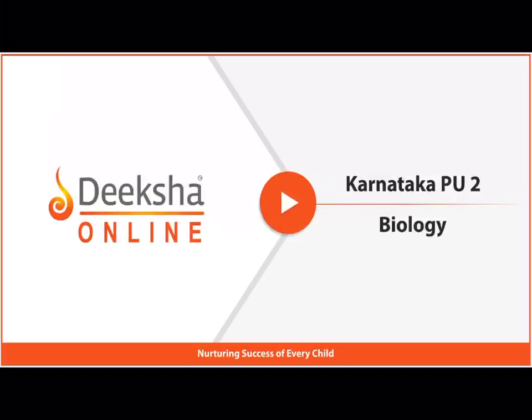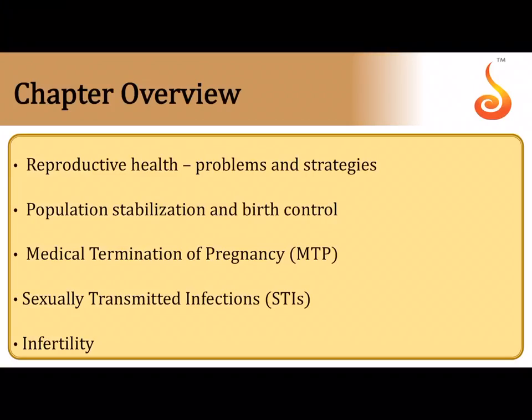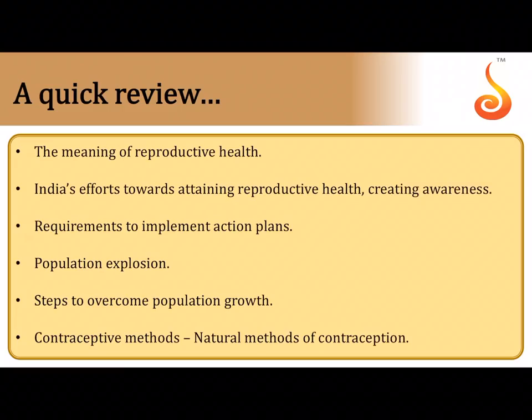We were discussing the chapter Reproductive Health. In this class, we will be discussing the next lecture, that is lecture 2 in Reproductive Health. To give you the chapter overview or the roadmap of this chapter, we will be dealing with reproductive health problems and strategies, population stabilization or dealing with population explosion and birth control, medical termination of pregnancy, that is MTP, sexually transmitted infections, as well as, last but not the least, infertility.